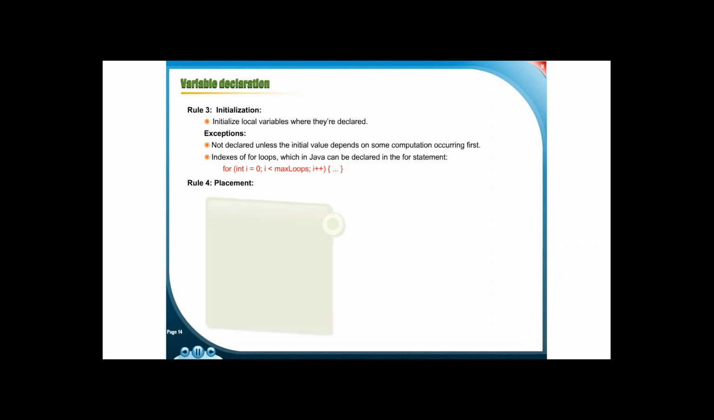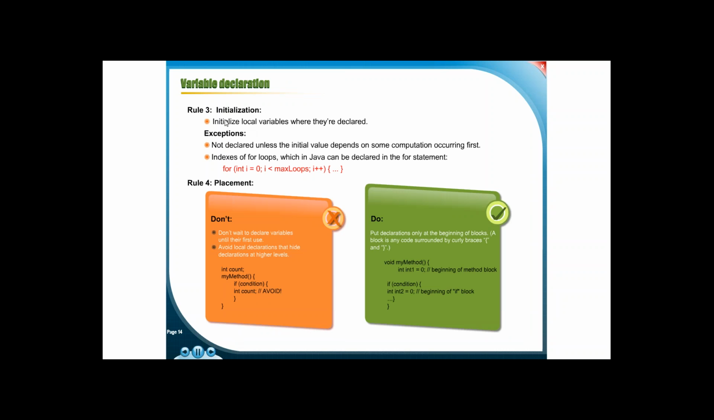And variable declaration. So here you can see initialization. Initialize local variables where they are declared. I'm talking about the variables that are present in a method or in a block. You have to initialize them whenever they are declared. Exceptions: not declared unless the initial value depends on some computation occurring first.